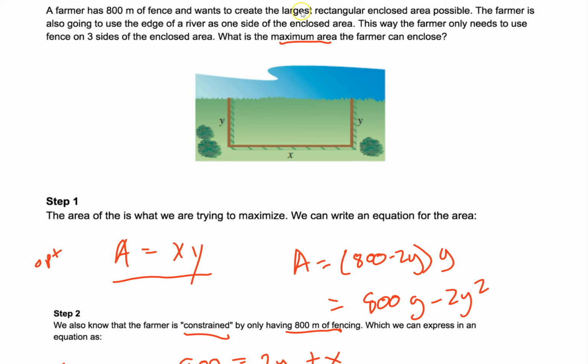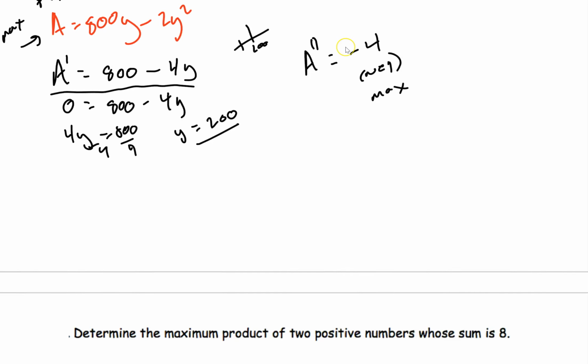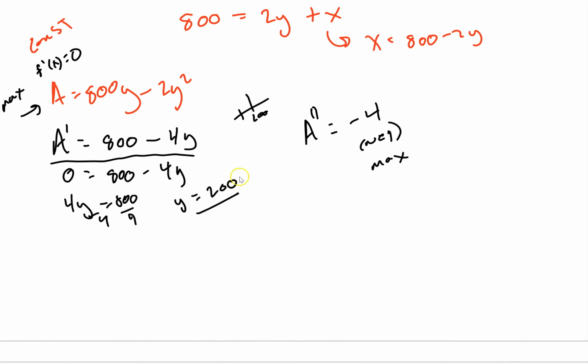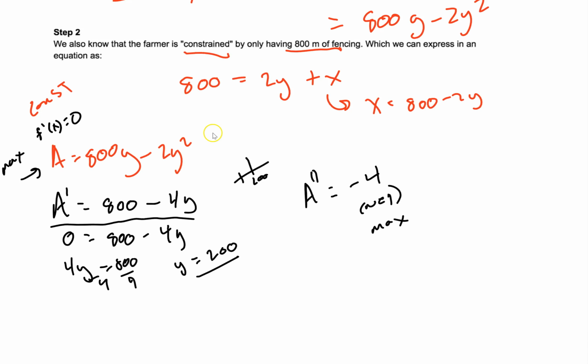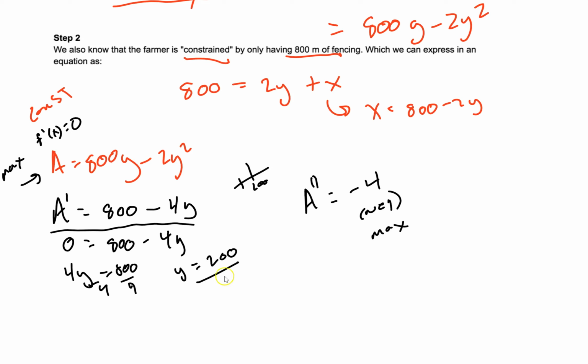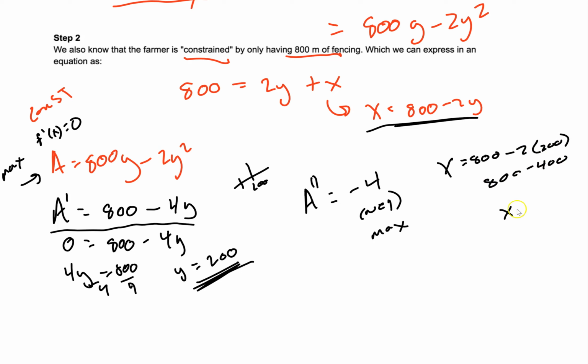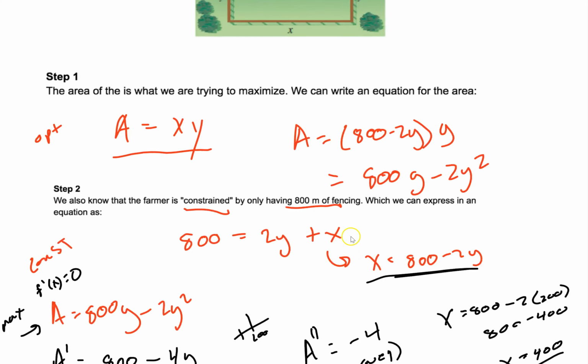Now what are we trying to find here? What is the maximum area? So I gotta find the max area. All I found so far is one of the sides. One side's 200. So we always do mathematics: find the other variable. We have y, go back, plug it in to find your x. X equals 400. So I have my two dimensions, 400 by 200 fencing here.